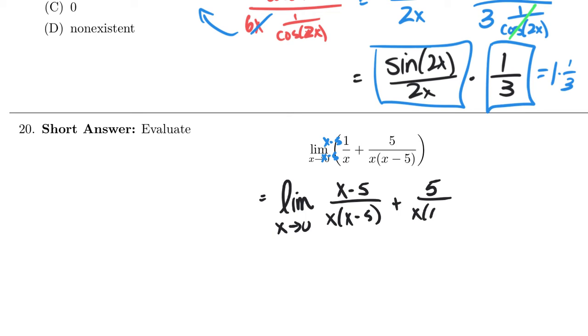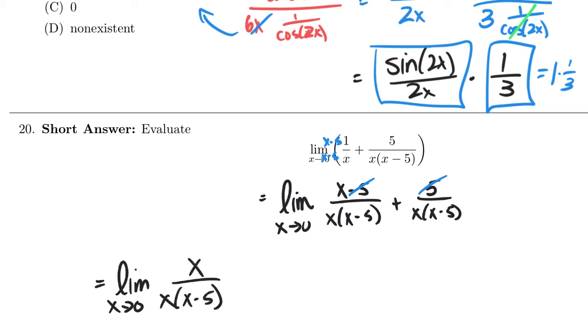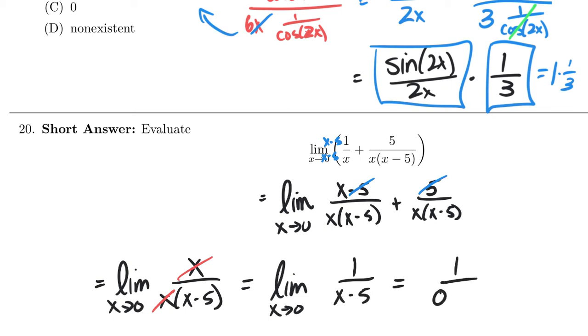The second one already has the same common denominator. Now I can combine the two fractions, so I'm going to take this minus 5 and add that 5. Those are going to cancel. And once those 5's cancel, now I can cancel out these x's. And finally, I can plug in 0. I get negative 1/5 as my final answer.